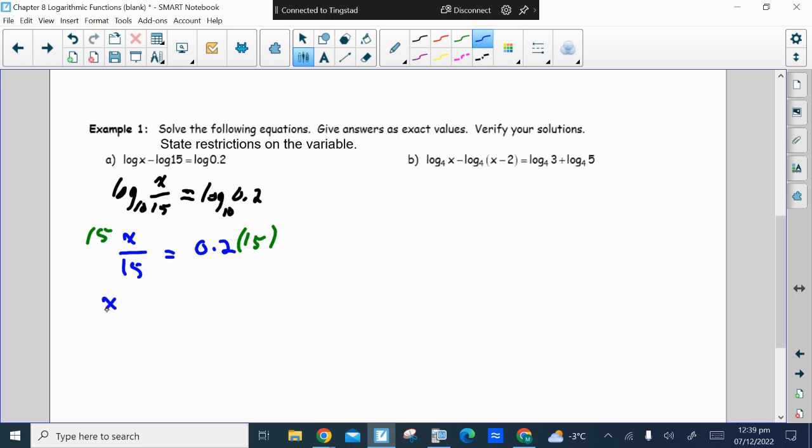On the left, the 15's cancel. You'll have x by itself. On the right, 0.2 times 15 is 3. And there's our answer.